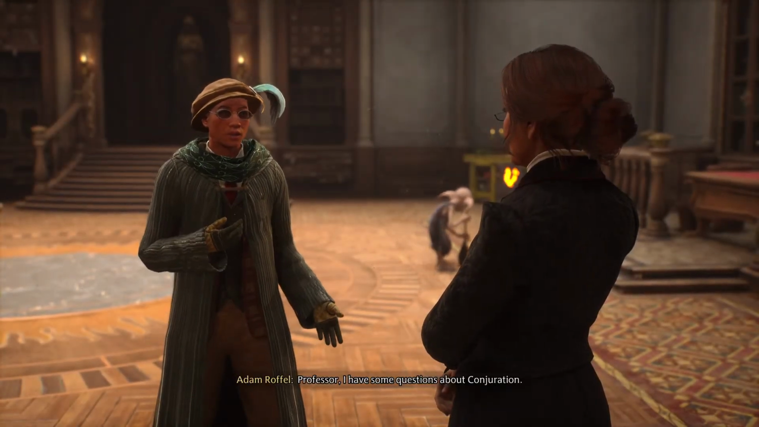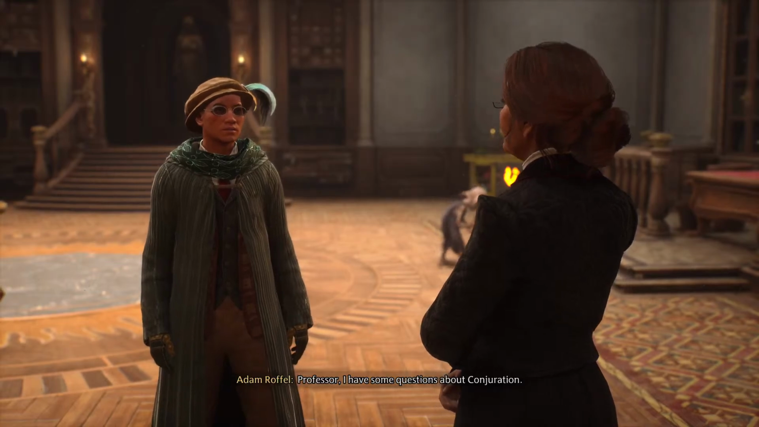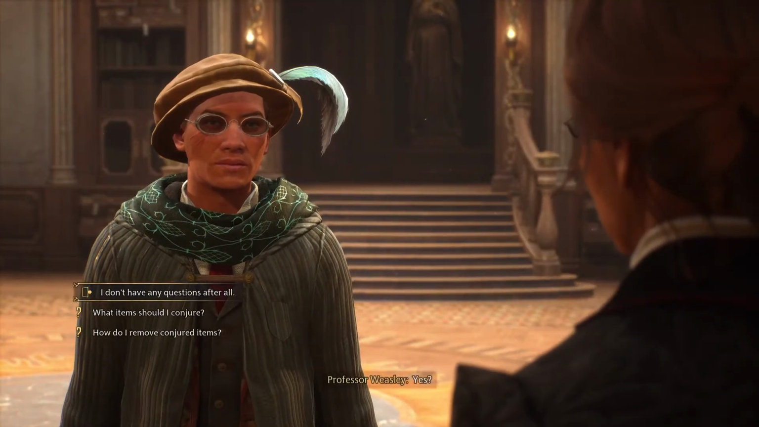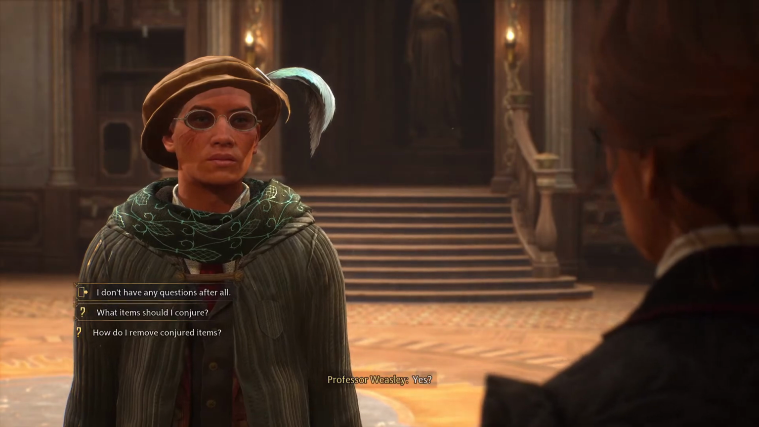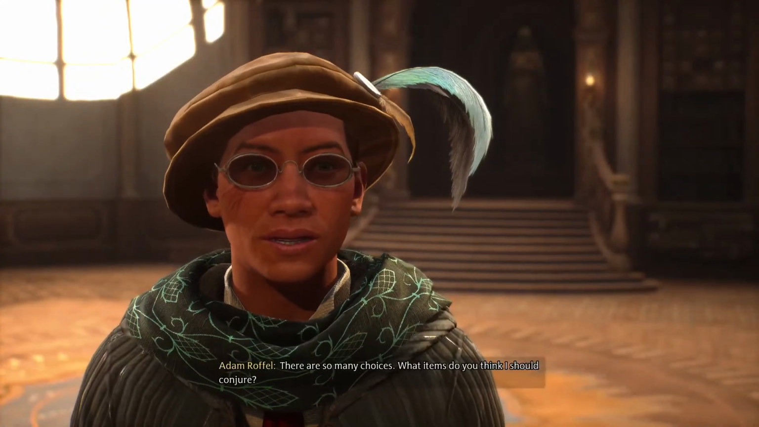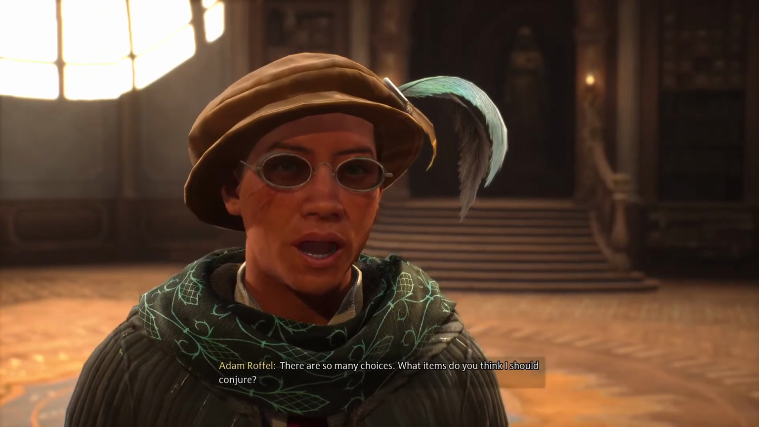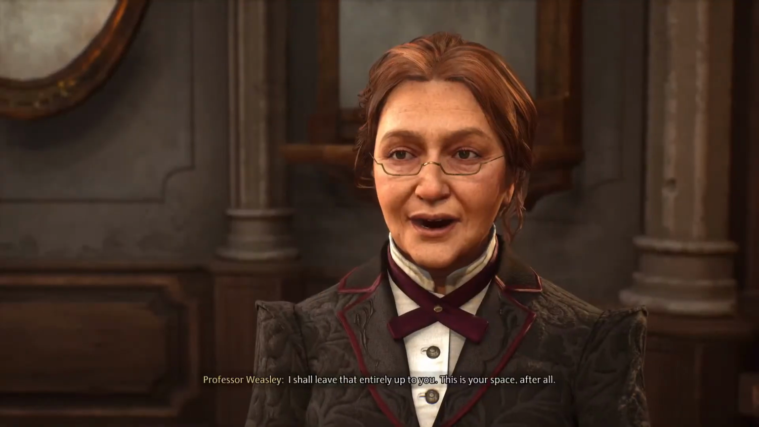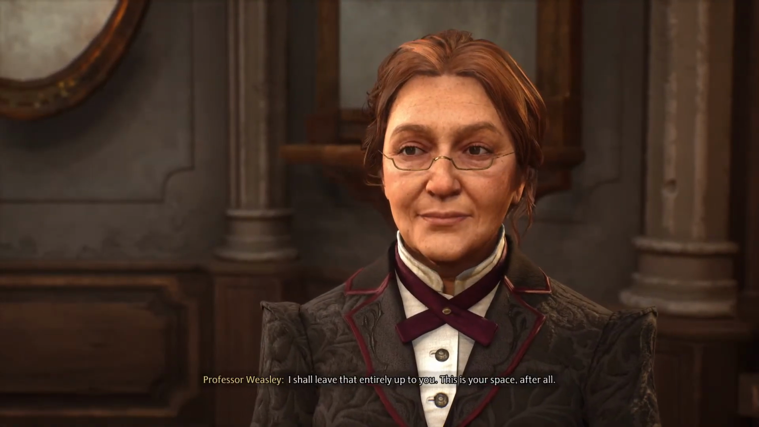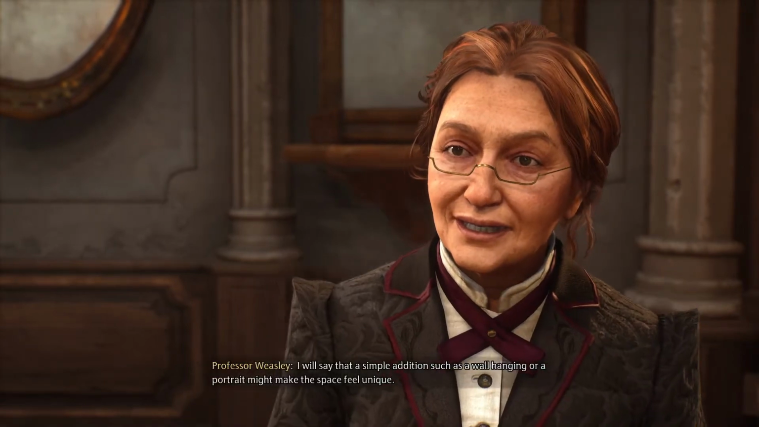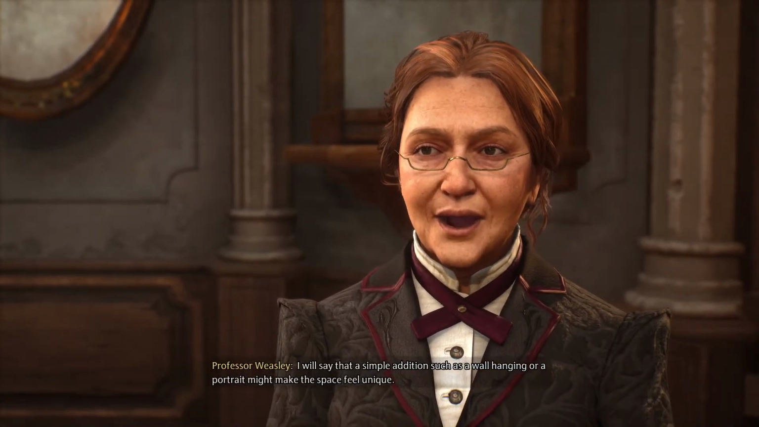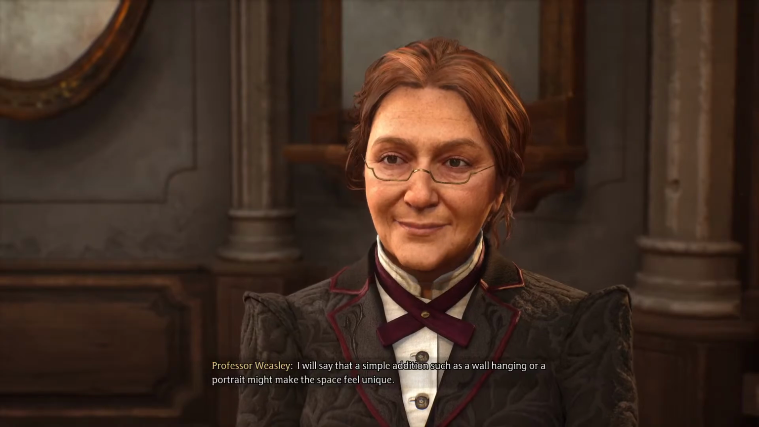Professor, I have some questions about conjuration. Yes? There are so many choices. What items do you think I should conjure? I shall leave that entirely up to you. This is your space after all. I will say that a simple addition such as a wall hanging or a portrait might make the space feel unique.